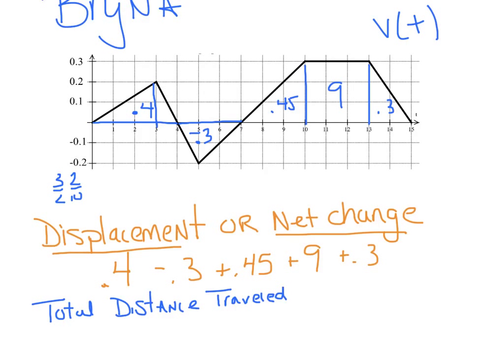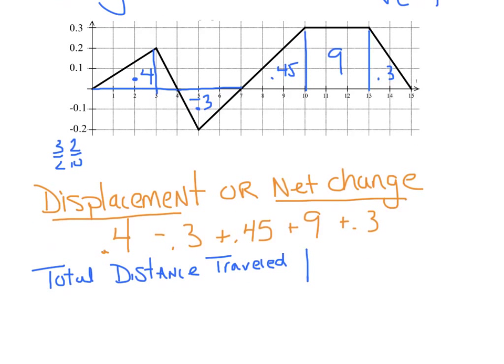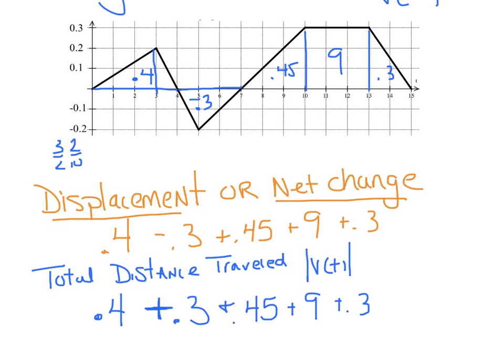However, if I want the total distance traveled, I need to take the absolute value of all my velocities. So I would say it's actually 0.4 plus 0.3 plus 0.45 plus 9 plus 0.3. There is a very big difference.